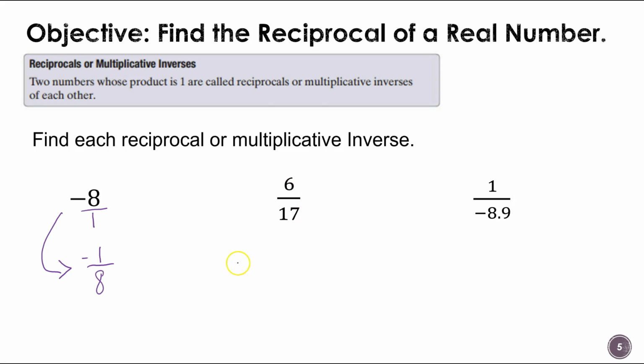6 17ths would be 17 over 6. And then this one's kind of weird. It has a decimal and a fraction, but that's okay. Because when I rewrite this, I just get negative 8.9. That's the reciprocal of 1 over negative 8.9.